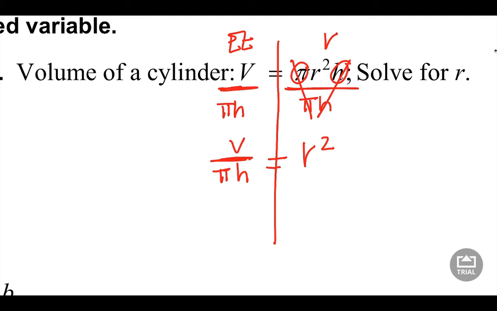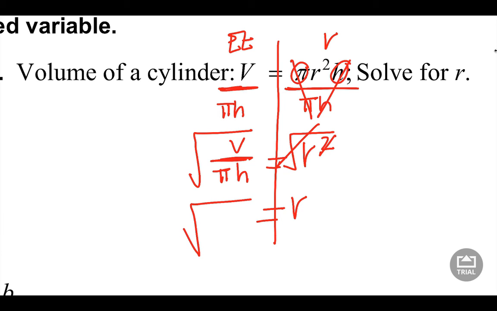V over pi H. But over here, I've got this little squared. So the opposite of squaring is going to be taking the square root. So I'm going to take the square root of both sides. These cancel out. They're the inverse, just like multiplying and dividing. So I'm left with R equals the square root of V over pi times H.